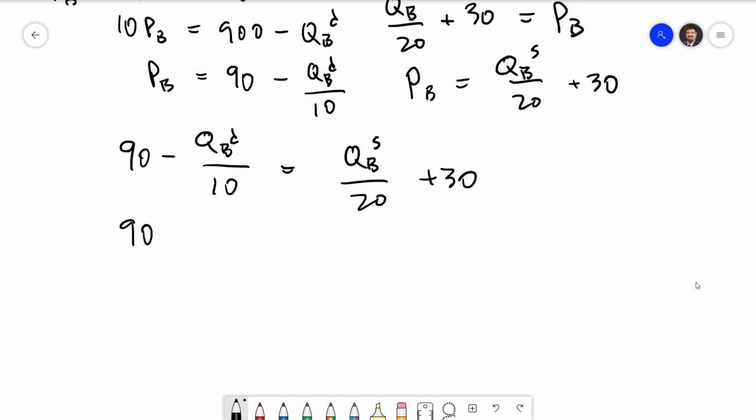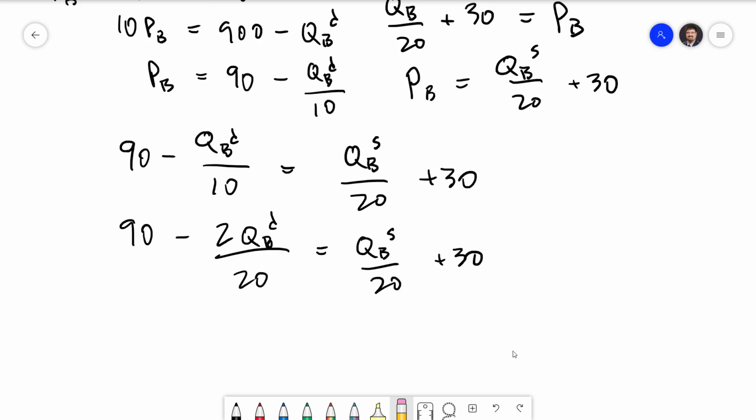So I'm going to take my QBD over 10 and multiply both the top and the bottom by 2. So I'm going to get minus 2 QBD over 20 equals QBS over 20 plus 30. Since we're finding the equilibrium, we know these two quantities are going to be the same. So I'm just going to replace the D and S with E for equilibrium. And now we are going to add the 2 QB over 20 over to both sides.